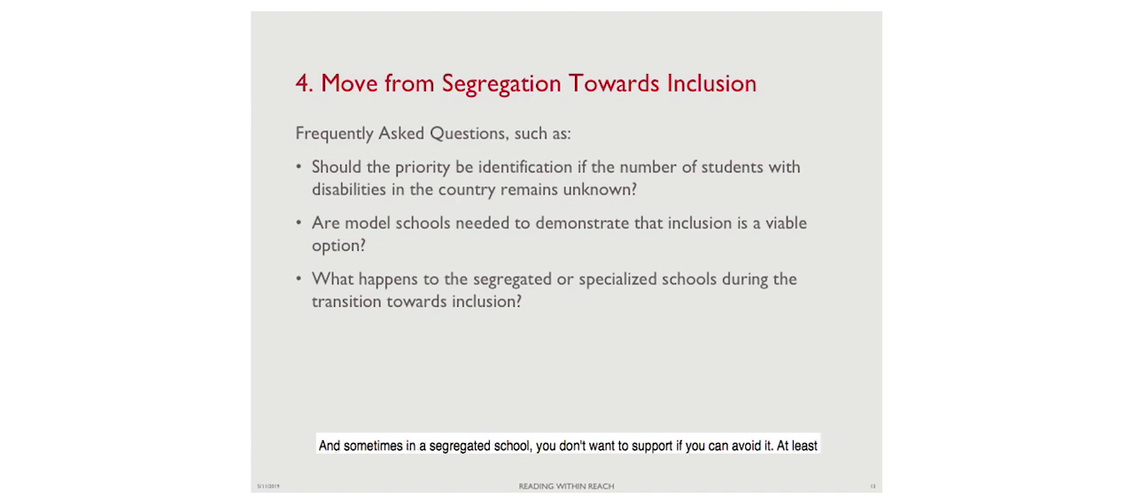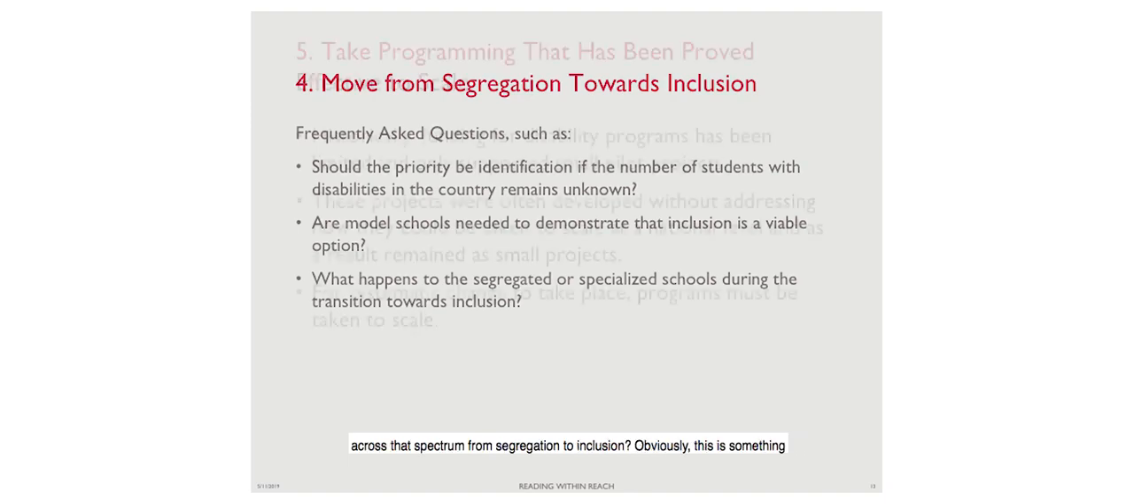Sometimes, segregated schools you don't want to support if you can avoid it, at least not the worst models of those. There are some times that a specialized classroom or schooling situation might be needed for some learners, so you're going to need to know and think about, oh, does the format that I'm seeing here have a utility? And if so, do we continue it or do we phase it out, or how do we work across that spectrum from segregation to inclusion?